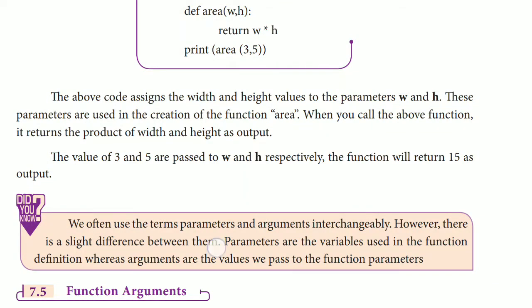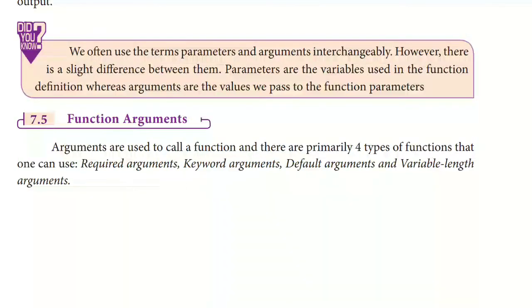Okay, so next we are going to see the function arguments. We have seen what a parameter is and what arguments are. Arguments are used in the function to exchange values. Here you can see that there are four types of arguments in a function. That is required arguments, keyword arguments, default arguments, and variable length arguments. We are going to see all these things.